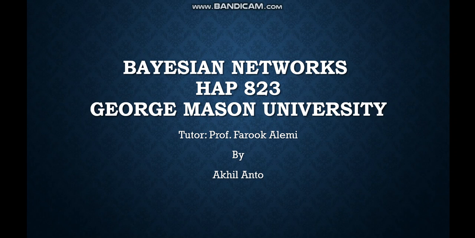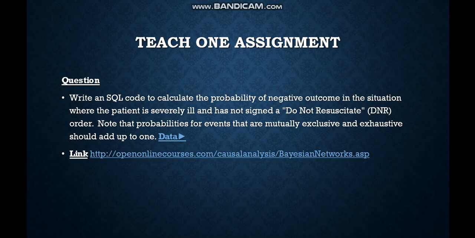This video is to teach one assignment in HAP 823 taught by Professor Farooq Alami at George Mason University. The assignment comes under Bayesian networks. The question is to calculate the probability of negative outcome with two conditions where patients are severely ill and has not signed a DNR order.